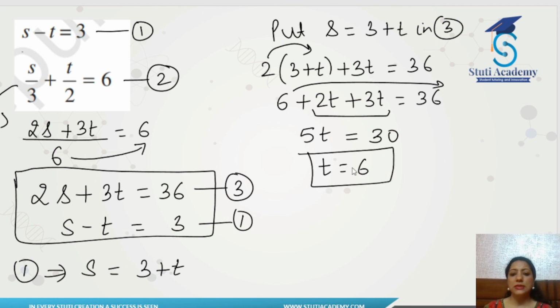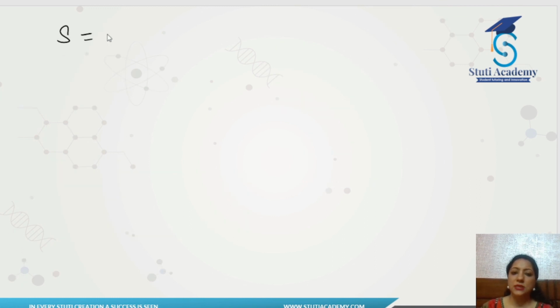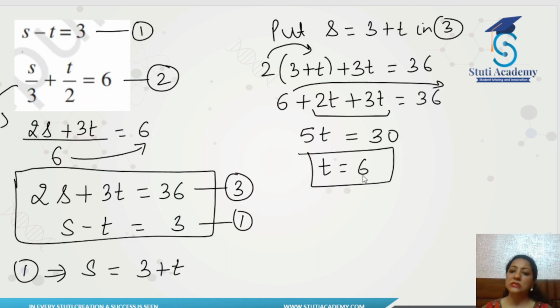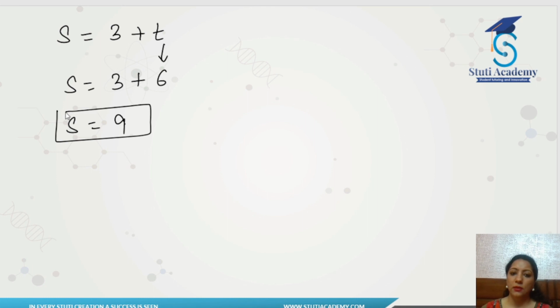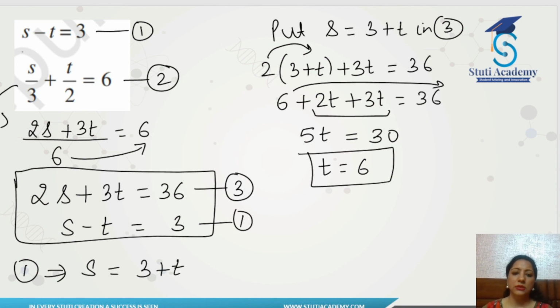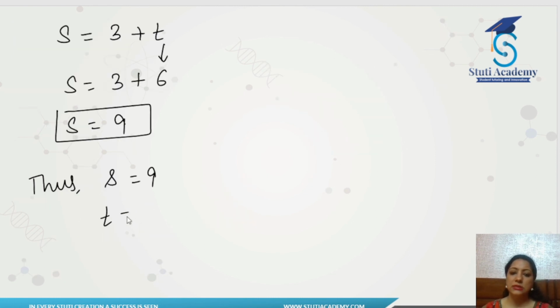Now we have got t as 6. We are going to put this here. So we have s is equal to 3 plus t that we had already solved. We are going to replace t by 6. So let us put here 6. We'll get s is equal to 3 plus 6. Finally, we have s as 9. So we have s is equal to 9, and then we have already calculated t is equal to 6. So these are the solutions.